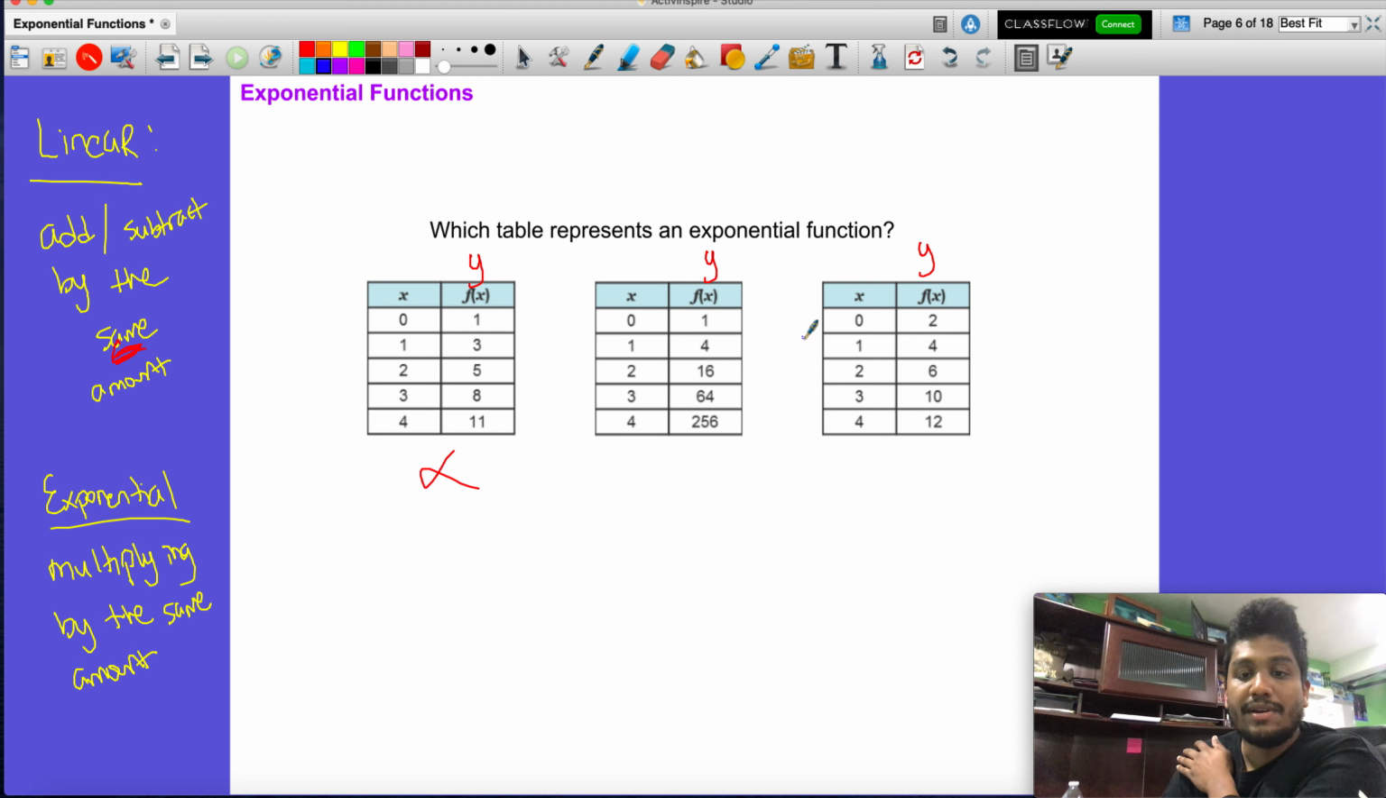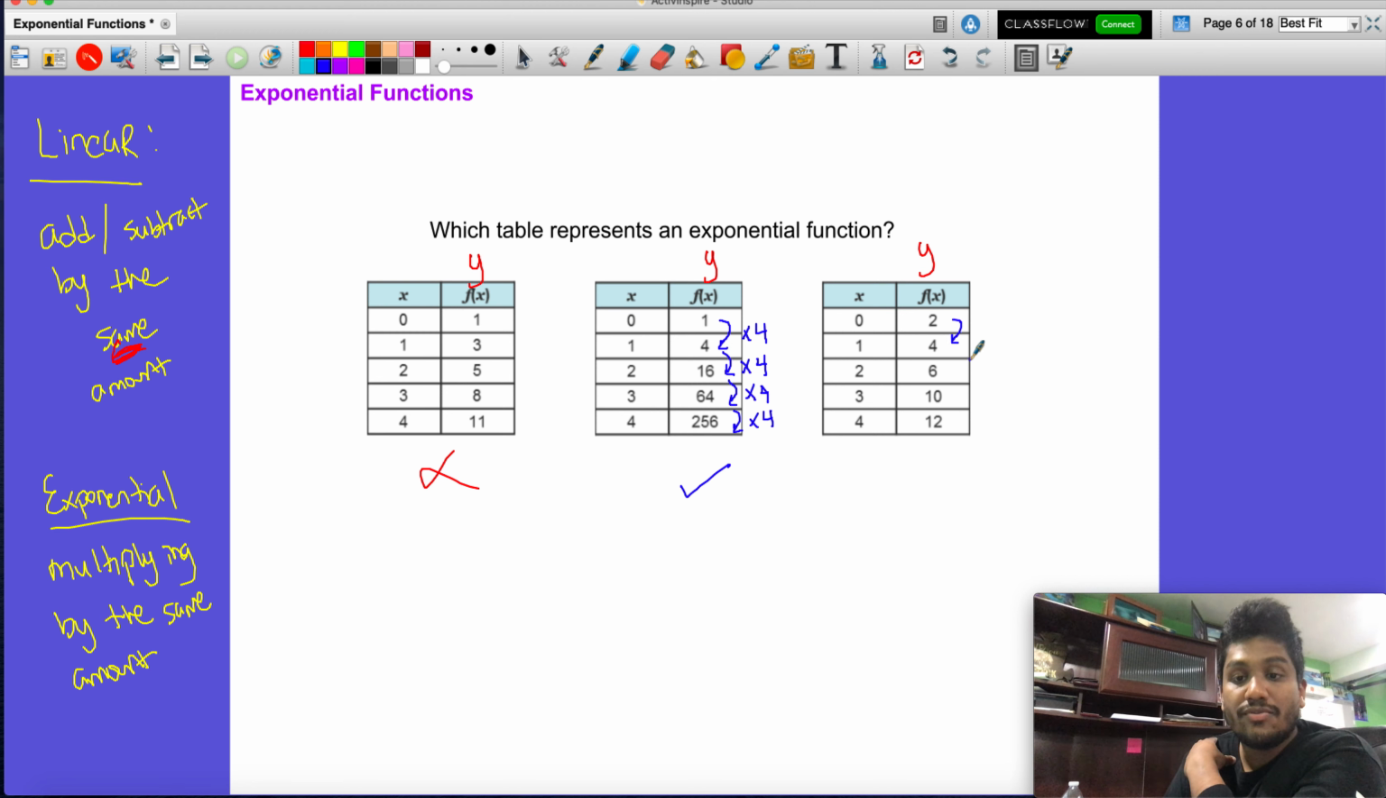Let's look at this one then. So from 1 to 4, we can add 3. If it was linear, we would have to add 3 again, but we can immediately see that that's not going to work out. So let's try it by multiplying. 1 times 4 gives us 4. 4 times 4 is 16. Is 16 times 4 64? It is. And 64 times 4 is 256. This looks exponential.